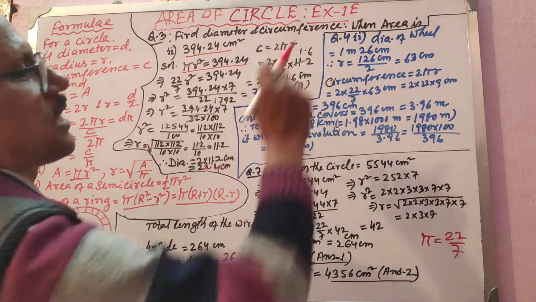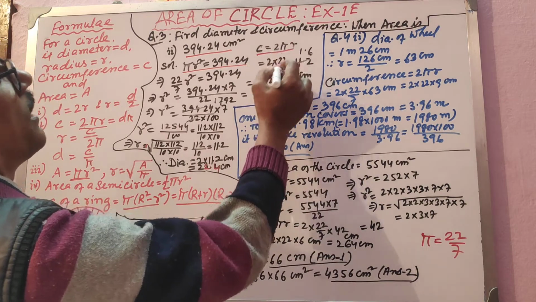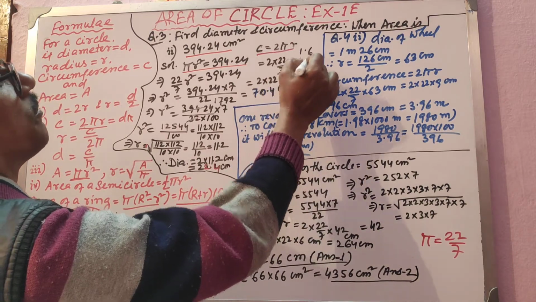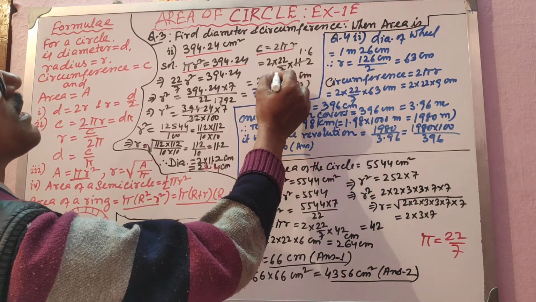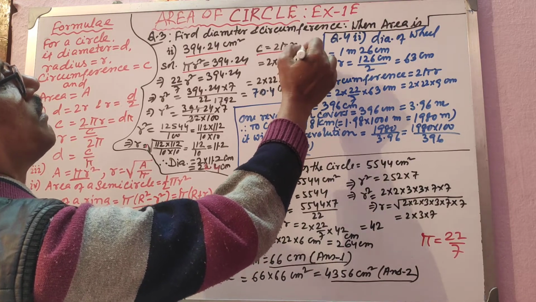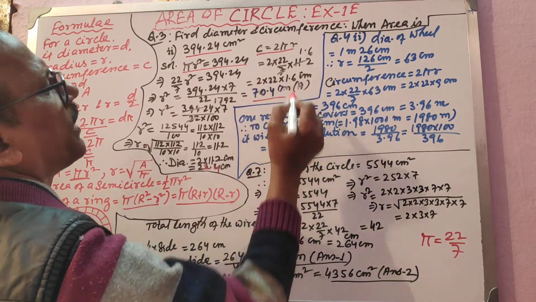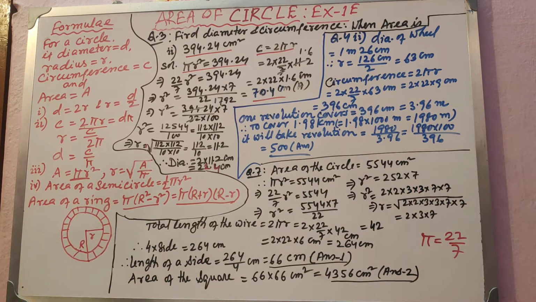You need to find out the circumference. What is the formula? 2 pi r. Circumference is equal to 2 pi r. So 2 into 22 by 7 into 11.2. If you simplify this, 7 can cancel, and 11.2 will become 1.6. 2 into 22 into 1.6, if you multiply, you find 70.4 centimeter.